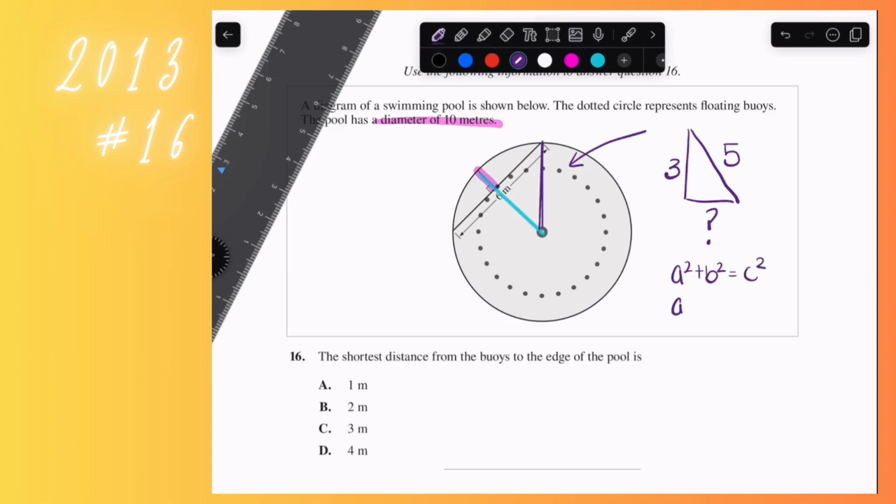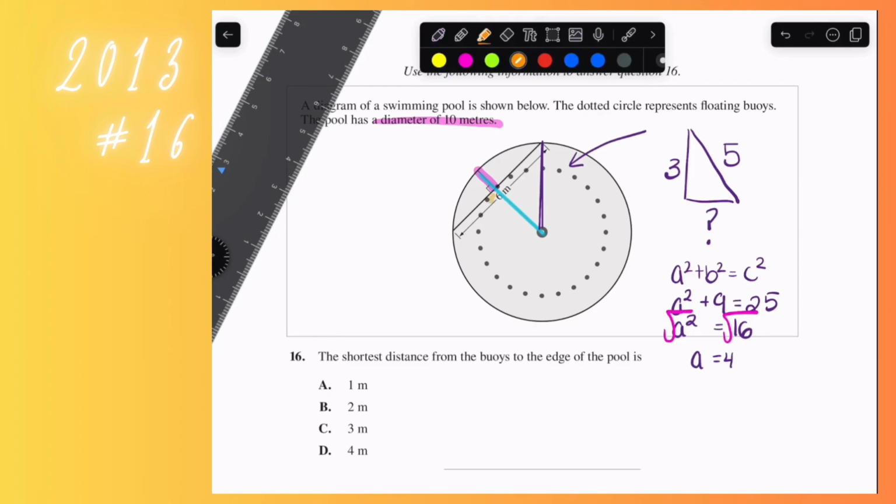So that's going to be a squared plus 9 is equal to 25. I want to get a squared alone. And then to get a alone, I'm just going to do the opposite of squaring it, which is taking the square root. That's going to leave me with 4.